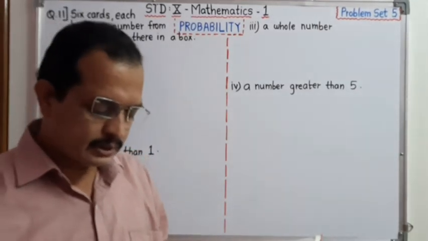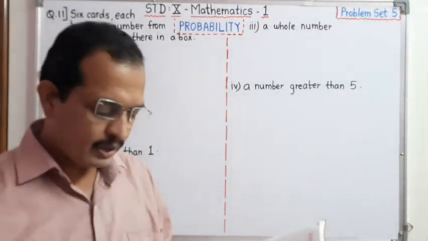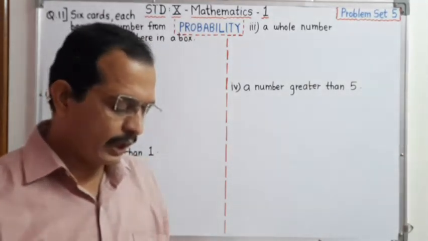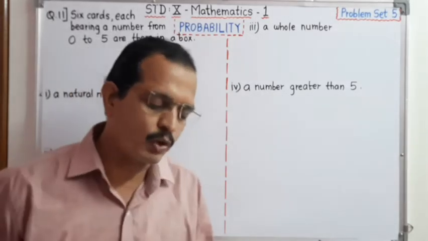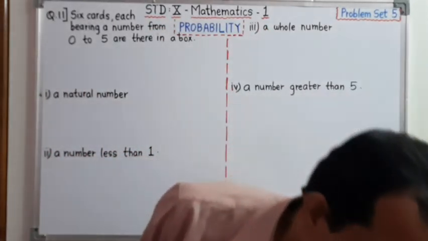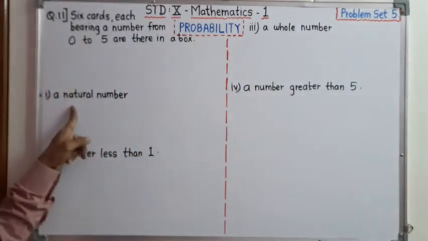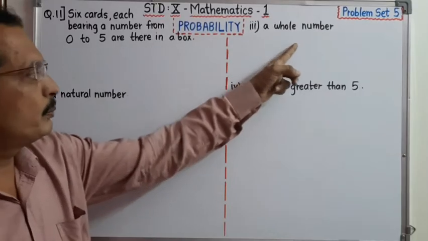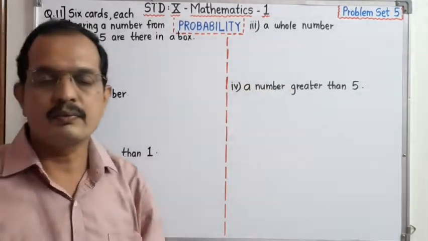there are 6 cards in a box, each bearing a number from 0 to 5. Find the probability of each of the following events: that a card drawn shows a natural number, a number less than 1, a whole number, and a number greater than 5.